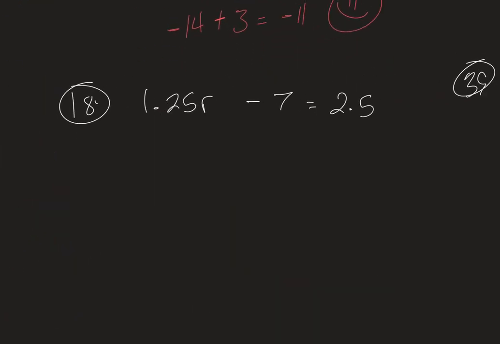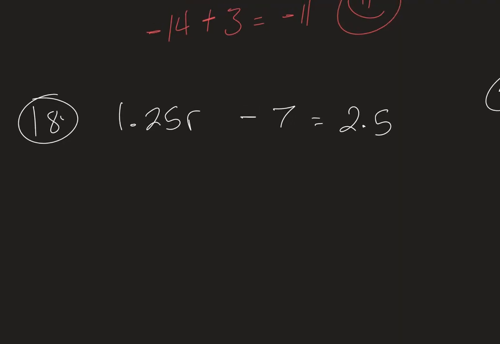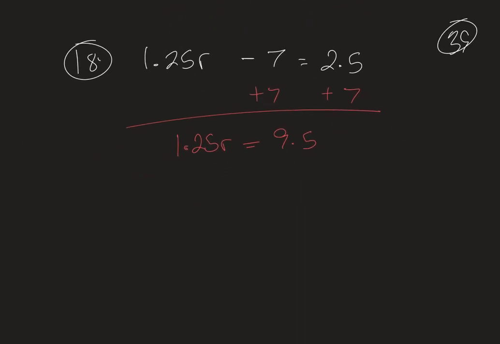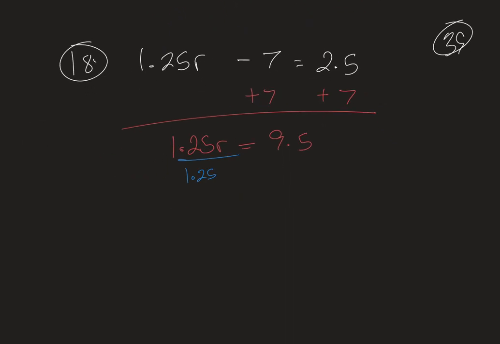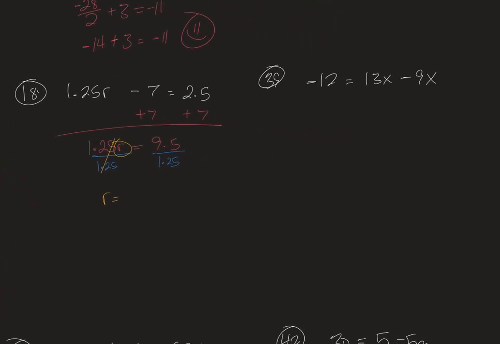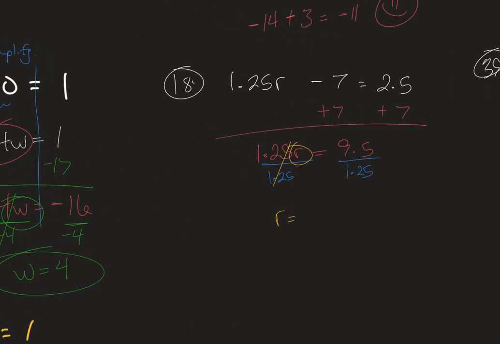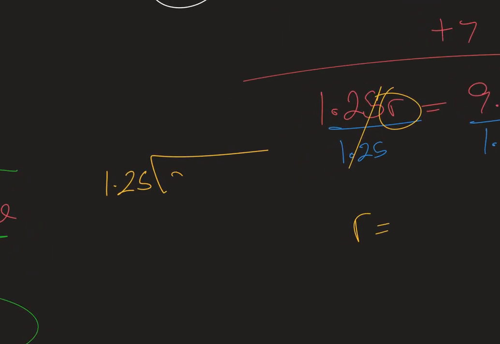Problem 18: 1.25r minus 7 equals 2.5. I'm going to add 7 to get 1.25r equals 9.5. Now I've got to divide by 1.25, and I get that r equals, well, let's do this little math, shall we? We've got 9.5 divided by 1.25. You know what? I haven't done the box method in a while.